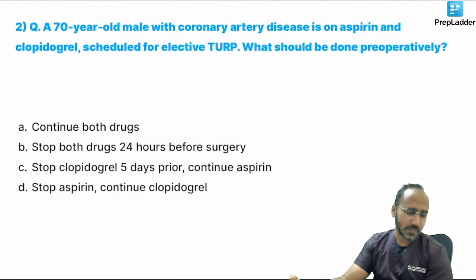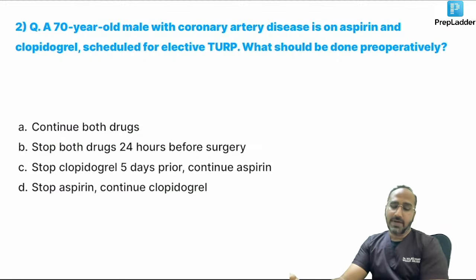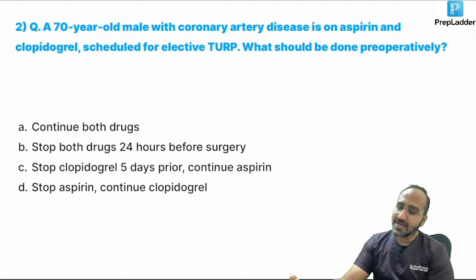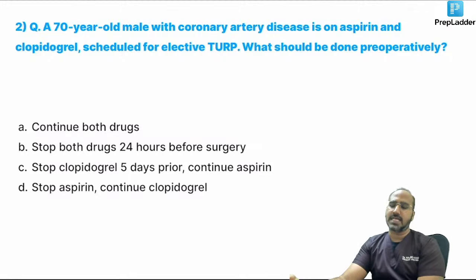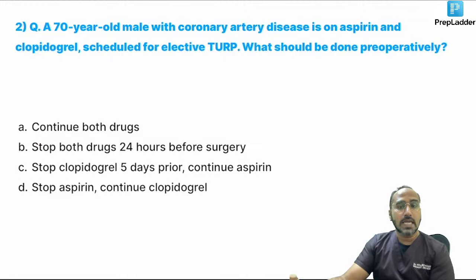मिर्जापुर, राइट? चलो नेक्स्ट. 70-year-old man with coronary artery disease is on aspirin and clopidogrel. He is scheduled for elective TURP. What should be done pre-operatively for this patient?